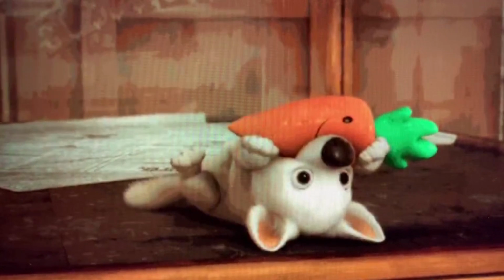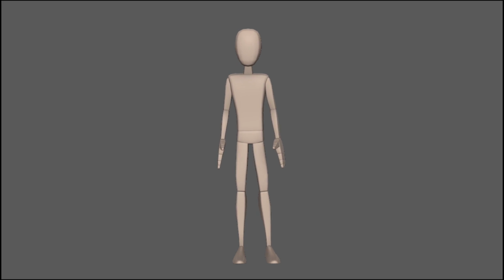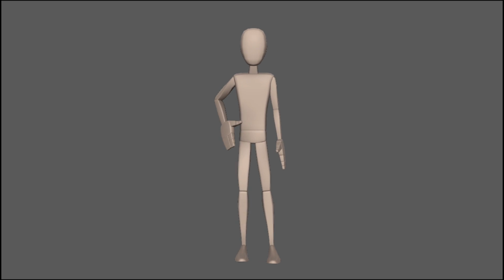12. Secondary action. Secondary actions are gestures that support the main action to add more dimension to a character animation. They can give more personality and insight to what the character is doing or thinking. Week 10's exercise is about character idle with a secondary action, which fully shows this principle.